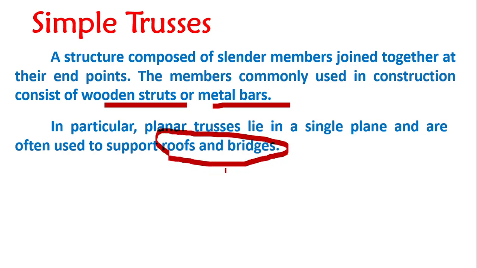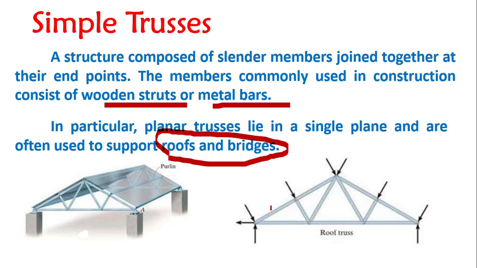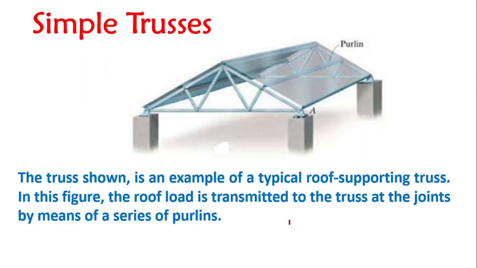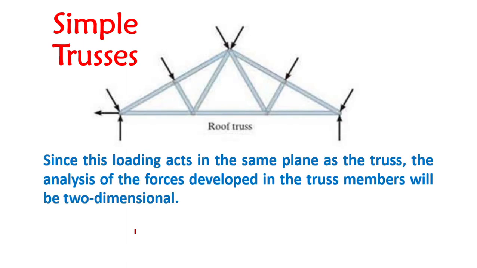Yan ang ginagamit nila. Ayan. We have here purlins. Ayan. So, the roof trusses. Ayan yung mga loads niya. For the purlins or the truss shown in an example, it is a typical roof supporting truss. In this figure, the roof load is transmitted to the truss at the joints by means of a series of purlins. Since this loading acts in the same plane as the truss, the analysis of the forces developed in the truss members will be two-dimensional.